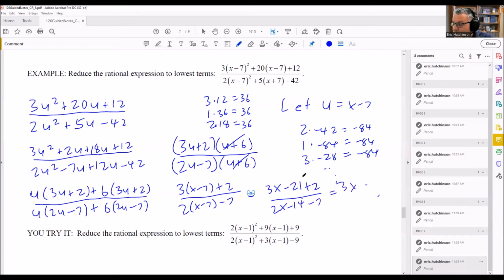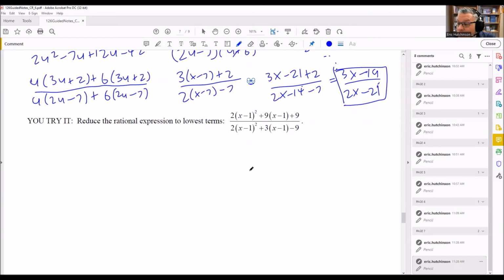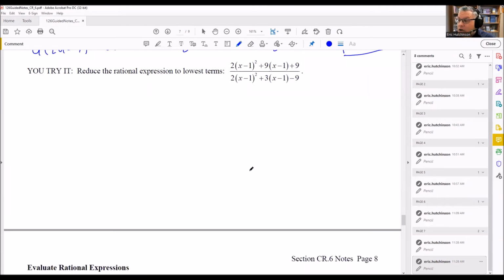We get 3x, negative 21 plus 2 is a minus 19. On the bottom, we have 2x, and then if we combine these together, it's going to be minus 21. This is now going to be our final answer on that problem. That's as far as we can go with that. Nothing else cancels. Let's do the same thing for the next one here.